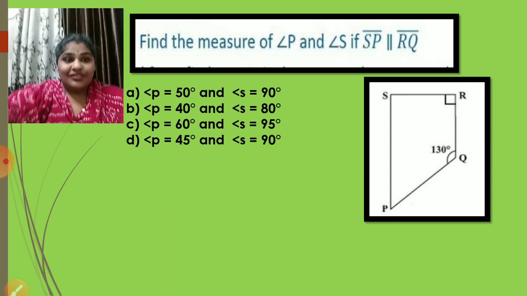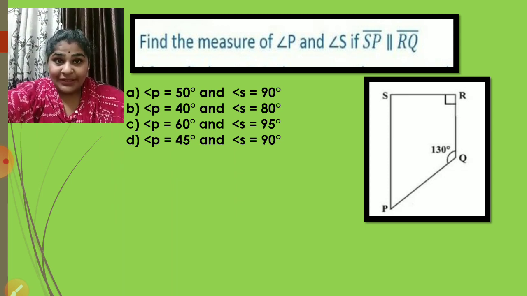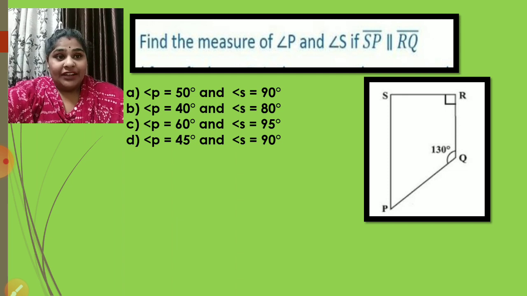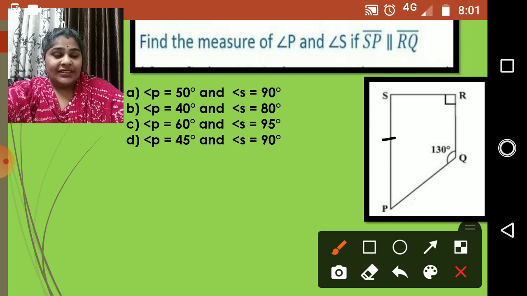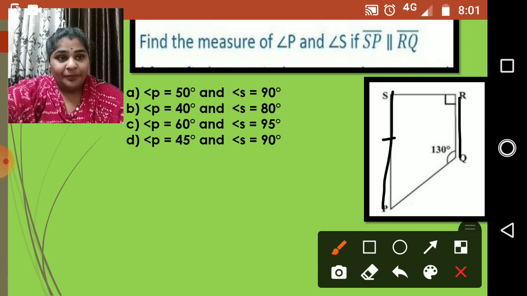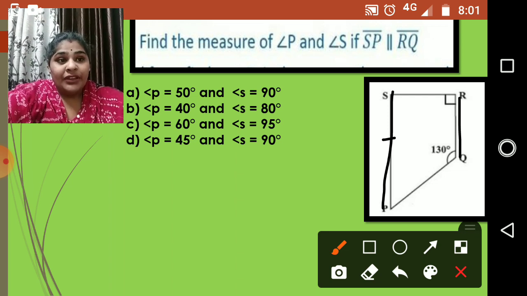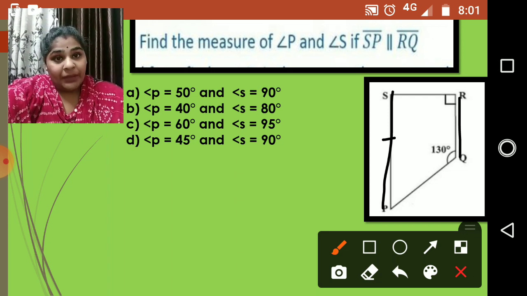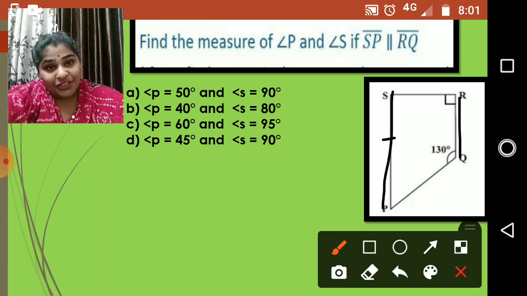Now if you see, this is not a parallelogram, right? This is a type of trapezium. But it is given that these sides, that is SP and RQ, are parallel. Now we have already studied last year, children, properties of pair of angles formed by the transversal. So those properties we can use here.